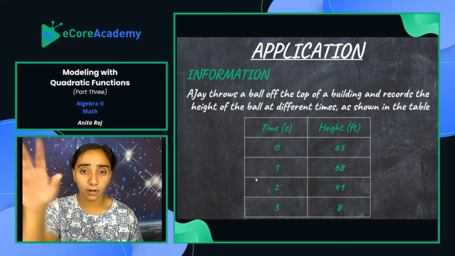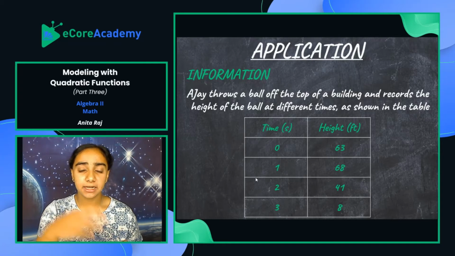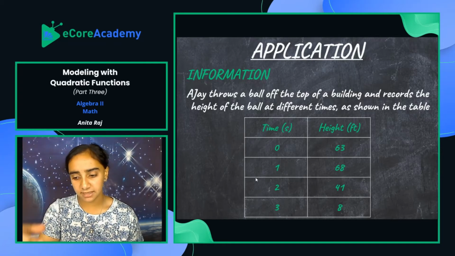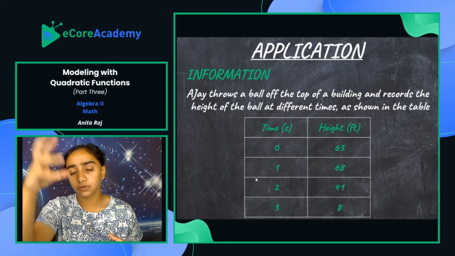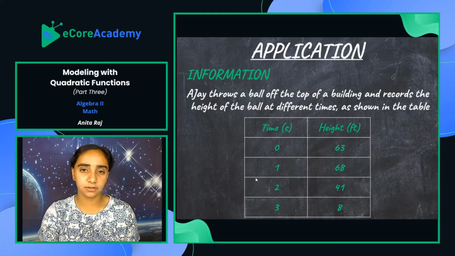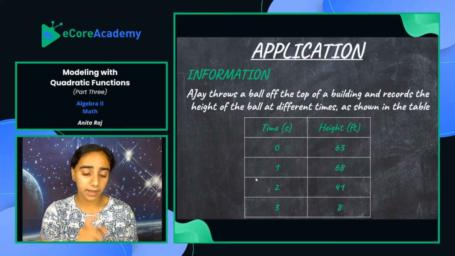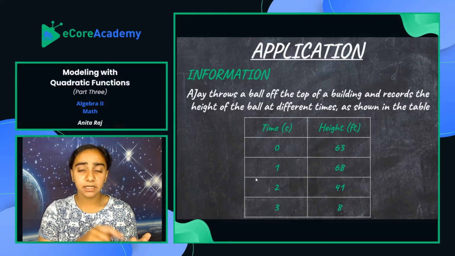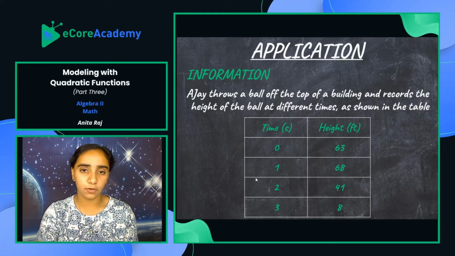He throws the ball off the top of the building, and as the ball arches up and then descends downward towards the ground, along the side of the building, he is recording the time in seconds. So at 0 seconds, he's recording what height the ball was at. 1 second after he's thrown it, he's recording what height the ball is at, and so forth. So every second, he's just keeping a tally of what height the ball is at.